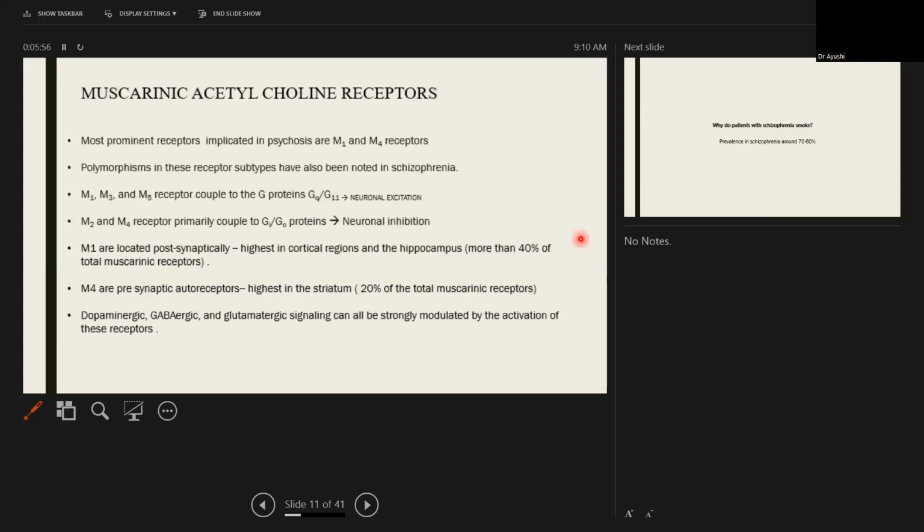Then come the muscarinic acetylcholine receptors.